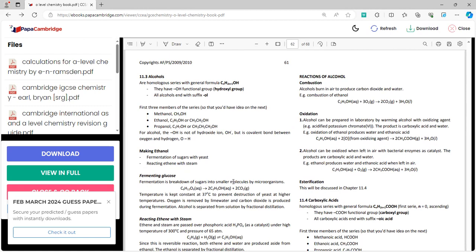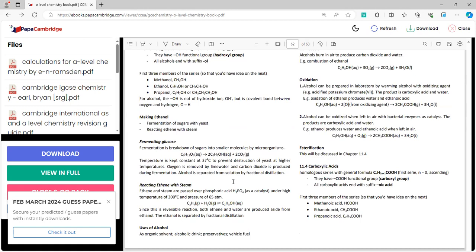The major reaction of alcohols is the fermentation reaction, in which ethanol is made by yeast. You can see that glucose is used to make ethanol and carbon dioxide by yeast, and the important temperature requirements must be taken into account as well. The temperature is kept constant at 37 degrees centigrade.